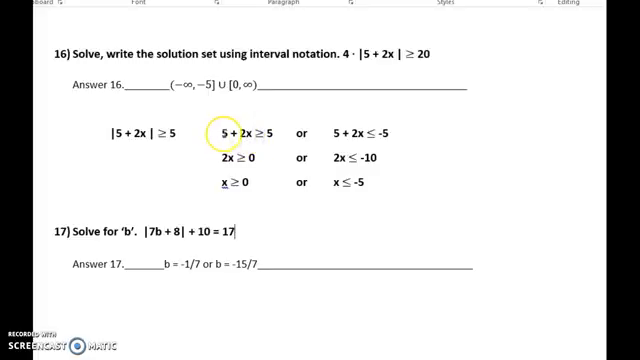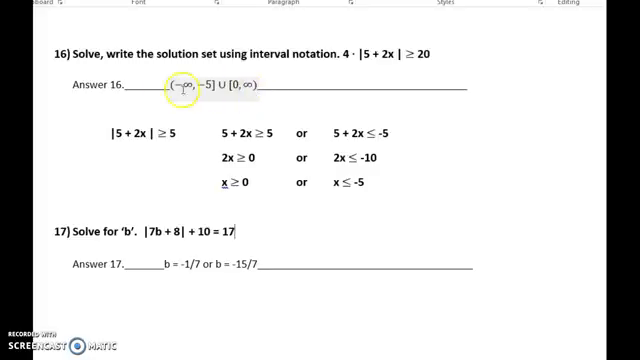For this first one, subtract 5 from both sides, divide both sides by 2, and so you get x needs to be greater than or equal to 0. Or in your second equation, subtract 5 from both sides, divide by 2. X can be less than or equal to negative 5. So if x meets either one of these conditions, if you plug it in here, it'll be true.